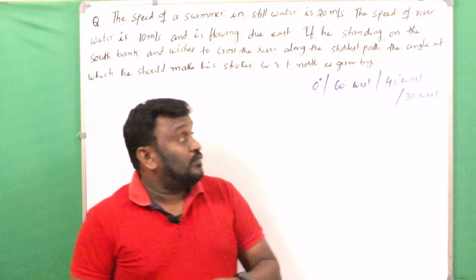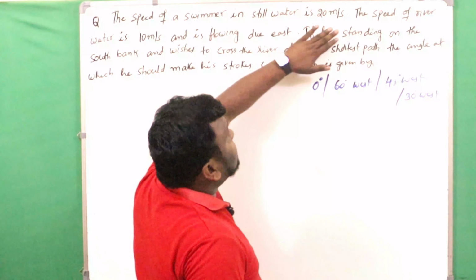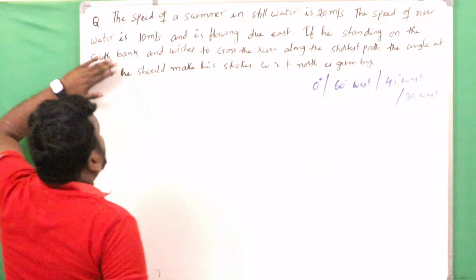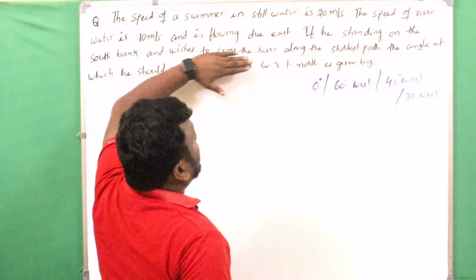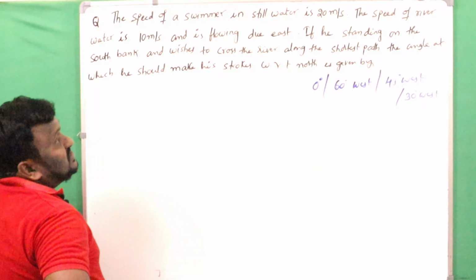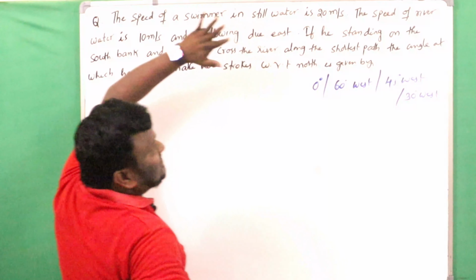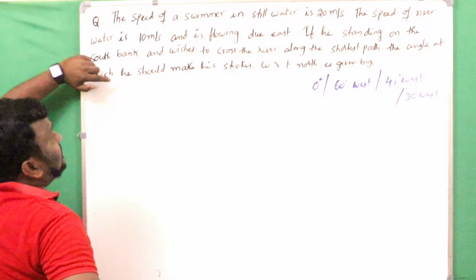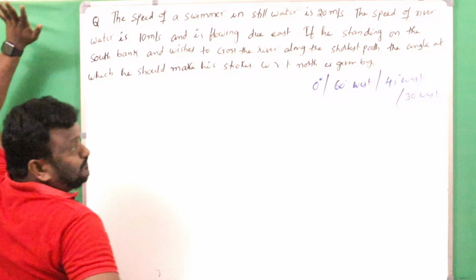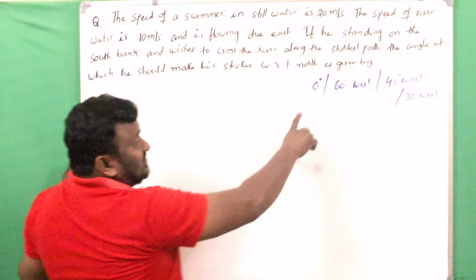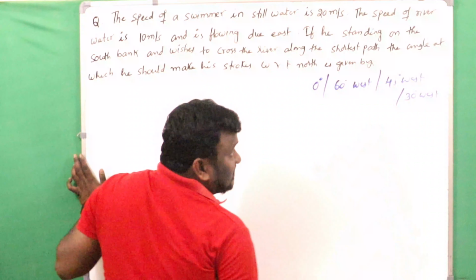See the next problem. The speed of a swimmer in still water is 20 meter per second. The speed of river water is 10 meter per second and it is flowing due east. If he is standing on the south bank and wishes to cross the river along the shortest path, the angle at which he should make his strokes with respect to the north is given by. Options are given: 0 degrees, 60 degrees west, 45 degrees west and 30 degrees west.